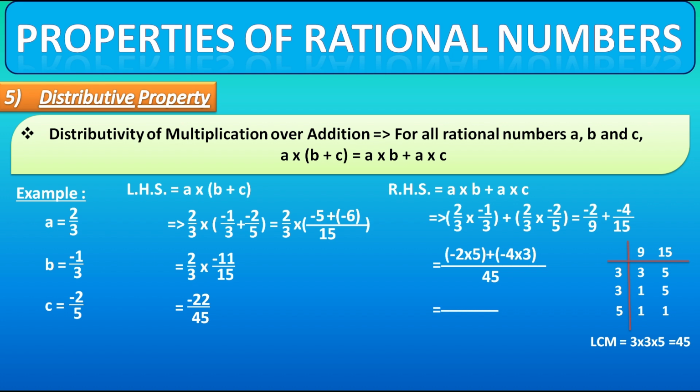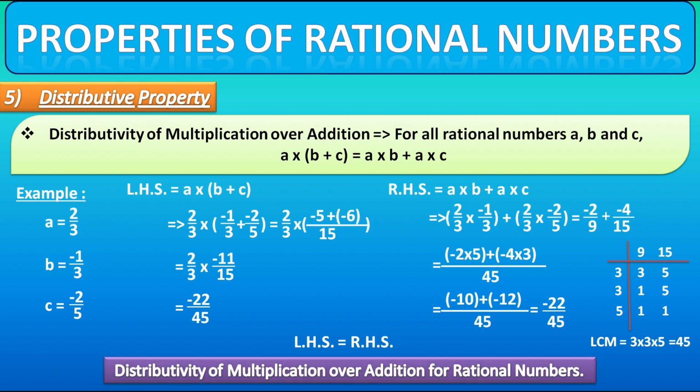Now we have minus 2 fives are minus 10 and minus 4 threes are minus 12. Now minus 10 plus minus 12 is equal to minus 22 upon 45, which is equal to the LHS part. That's why we can say that LHS is equal to RHS. That's why distributivity of multiplication over addition for rational numbers holds true. Right? Now let's check the distributive property for subtraction.